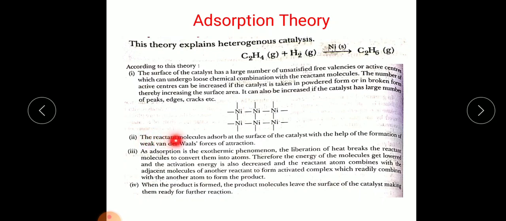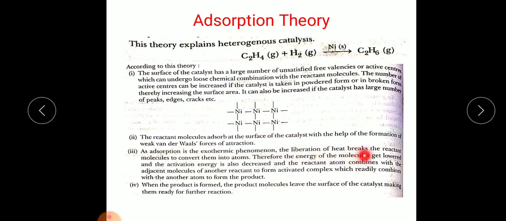The second is the reactant molecules adsorb at the surface of the catalyst with the help of weak van der Waals forces of attraction. So what will happen on this catalyst, nickel? The reactant molecules, for example ethene, will adsorb on the surface of it. This hydrogen gas or ethene gas will adsorb on the surface of the catalyst by very weak van der Waals forces of attraction.